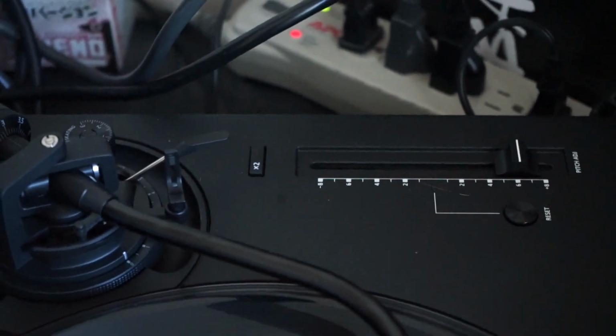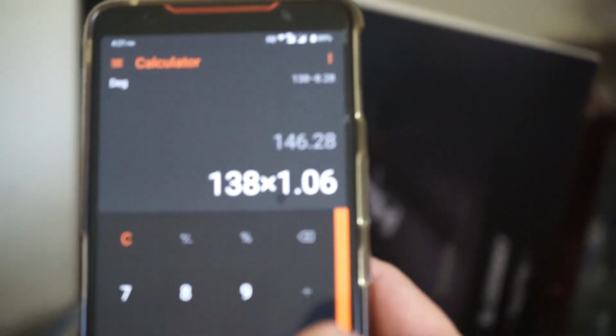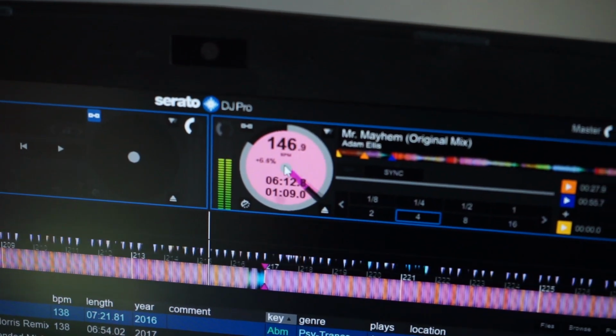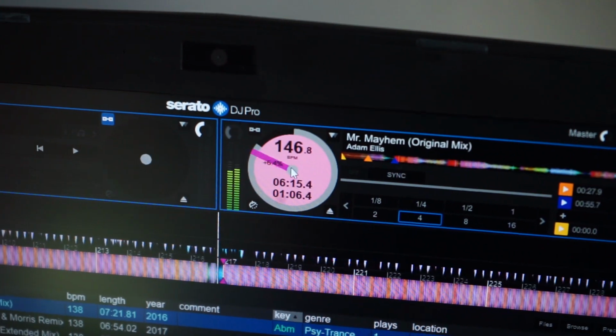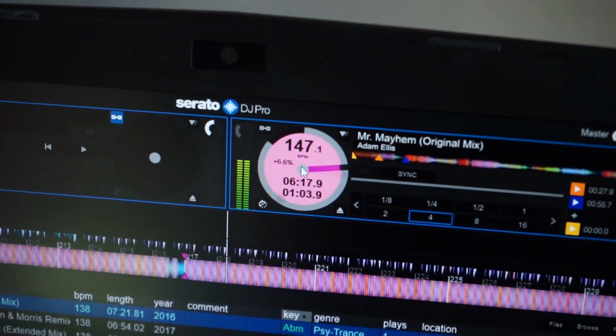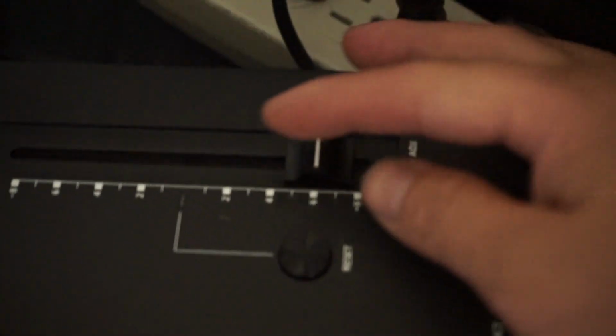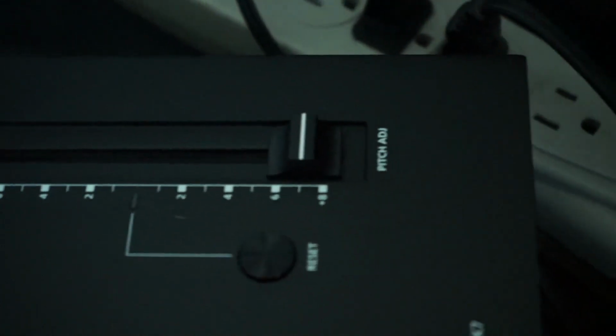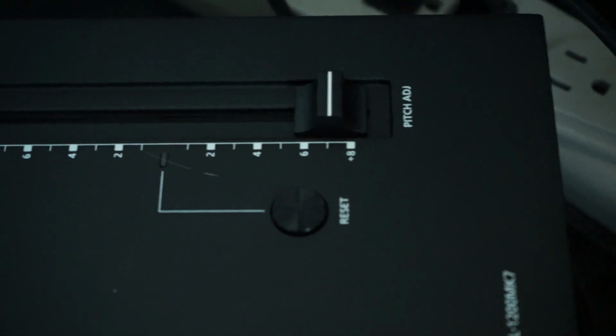So at plus 6, we should be seeing 138 times 1.06, which is 146.28 BPM, and we go back to Serato and we see it about there. Okay, bouncing between 146, 147. Okay, and then we'll go ahead now and try plus 7%. So it's about there-ish. I'm not super accurate, but it's about there.